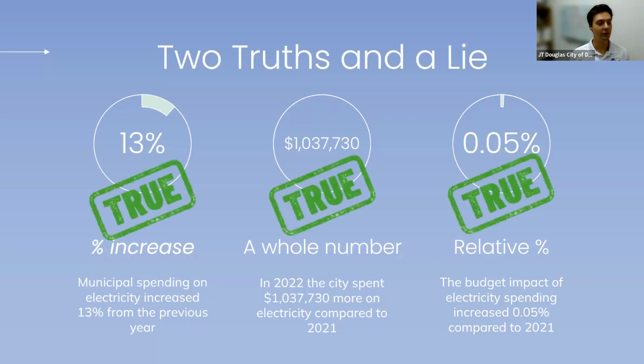And this is your plot twist. The only false statement there was that one of these was false. Each of these is completely true, but each one on its own tells a very different story about this information. So if you're talking to your budget group, your finance team, that relative percentage is probably some good context, right? If that increase, what's the overall budget impact of that increase?